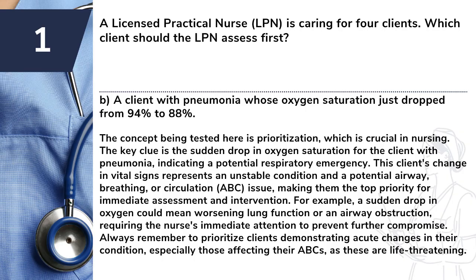This client's change in vital signs represents an unstable condition and a potential airway, breathing, or circulation (ABC) issue, making them the top priority for immediate assessment and intervention. For example, a sudden drop in oxygen could mean worsening lung function or an airway obstruction, requiring the nurse's immediate attention to prevent further compromise. Always remember to prioritize clients demonstrating acute changes in their condition, especially those affecting their ABCs, as these are life-threatening.